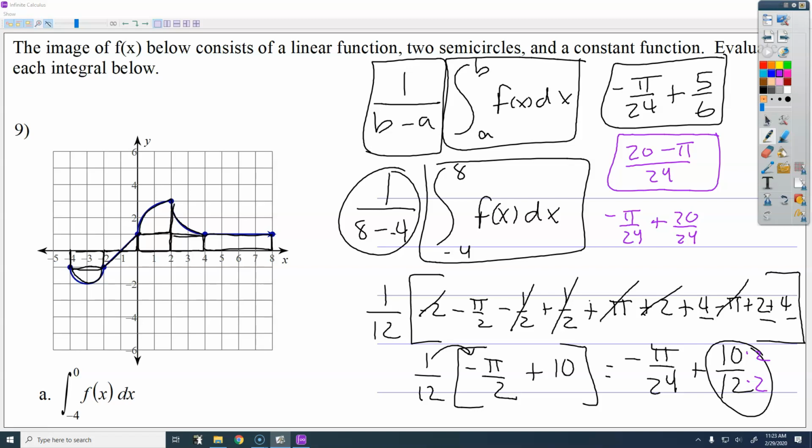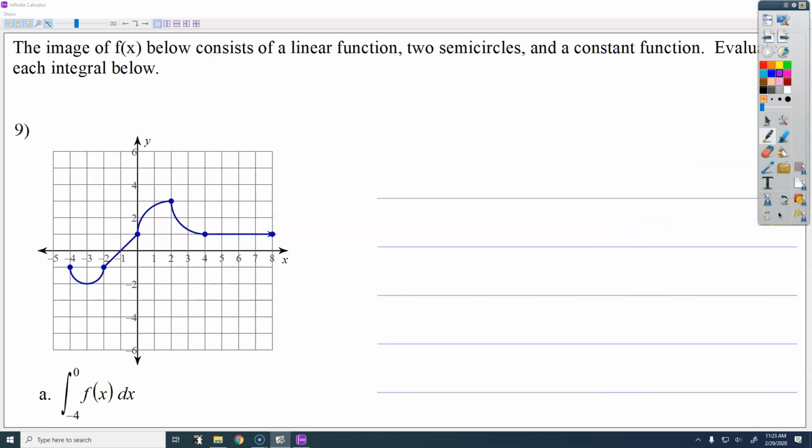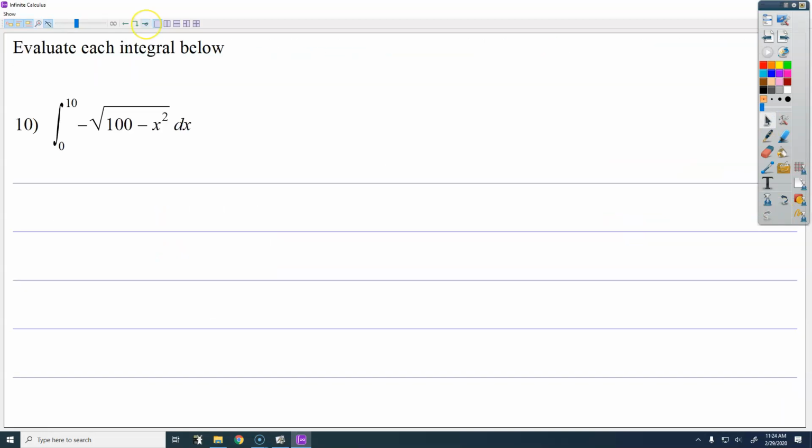Whether or not they would want you to use a common denominator just depends on what you see as your options in the multiple choice. Okay, so that takes care of that one. That was a biggie. Let's go ahead and take a look at some more here.